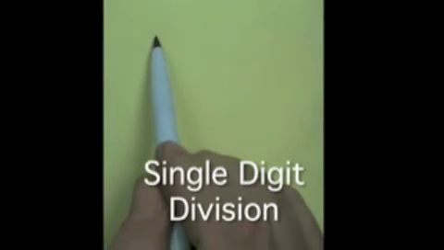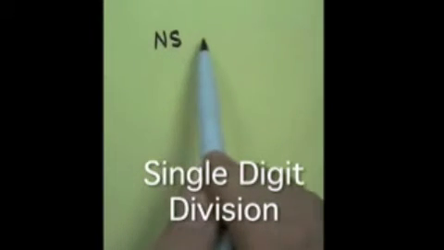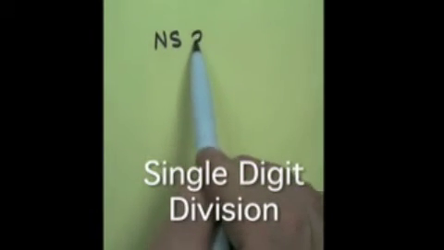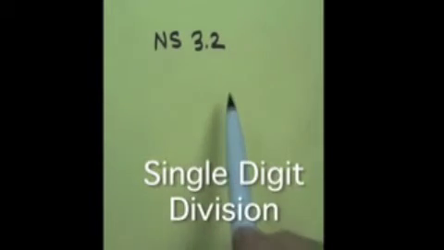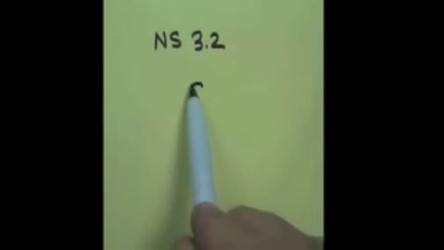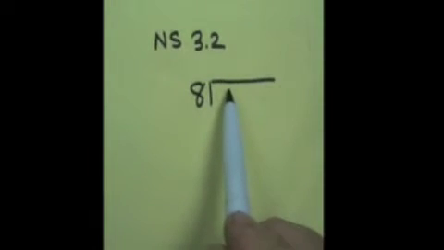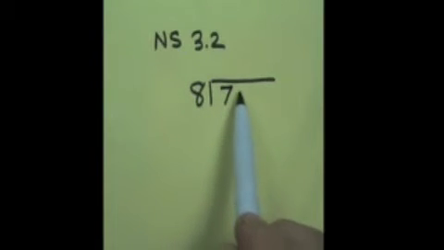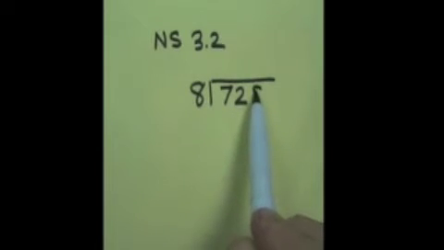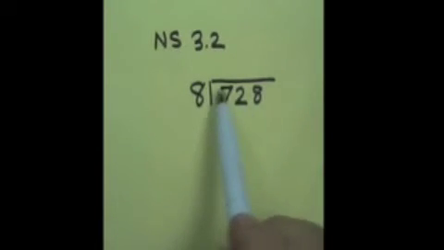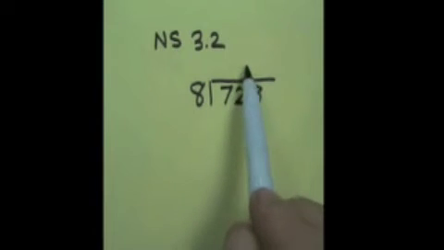Now we're doing number sense 3.2. We're doing single digit division. On your paper, I want you to do this problem. How many times does 8 go into this number? 728. 8 goes into 7, nothing. 8 into 72.